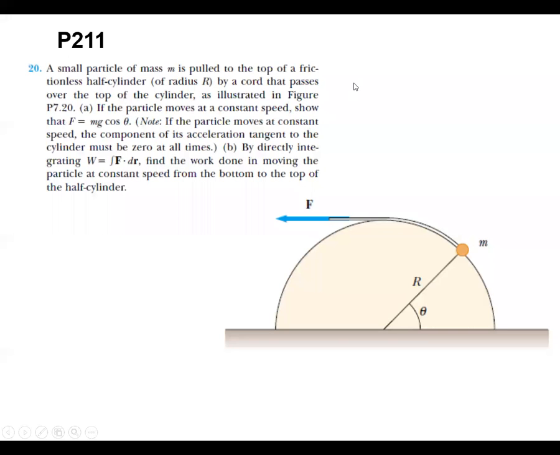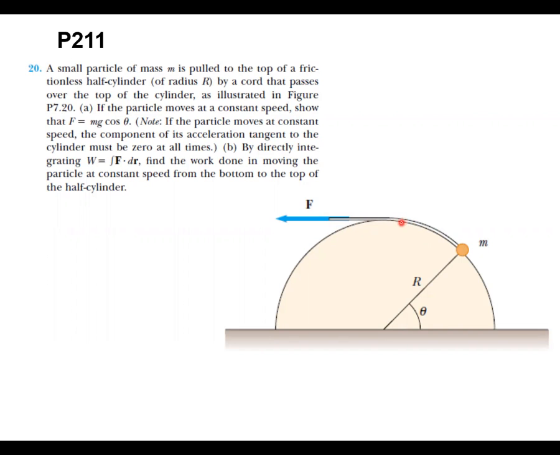Problem 20. A small particle of mass m, small m, is pulled to the top of a frictionless half cylinder of radius r by a cord that passes over the top of the cylinder, as shown in the figure.